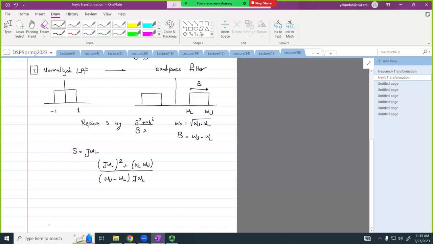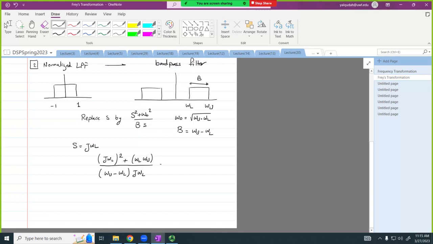Sorry, what is it that we replace S by? It's S squared plus omega 0 squared divided by B multiplied by S. Okay, thank you. And I'm sorry, for the numerator of that fraction on the bottom, is that WL times WU? For the numerator here? The bottom one, that one. So is that WL times WU? Yeah. Okay. Omega 0 squared is the square root of this squared. Okay.